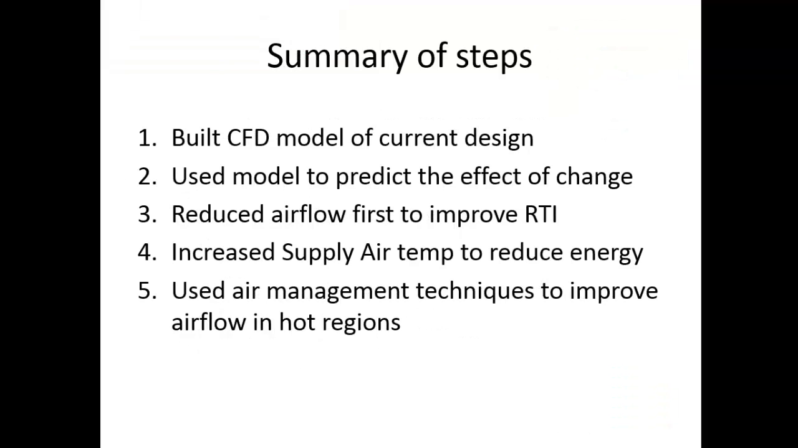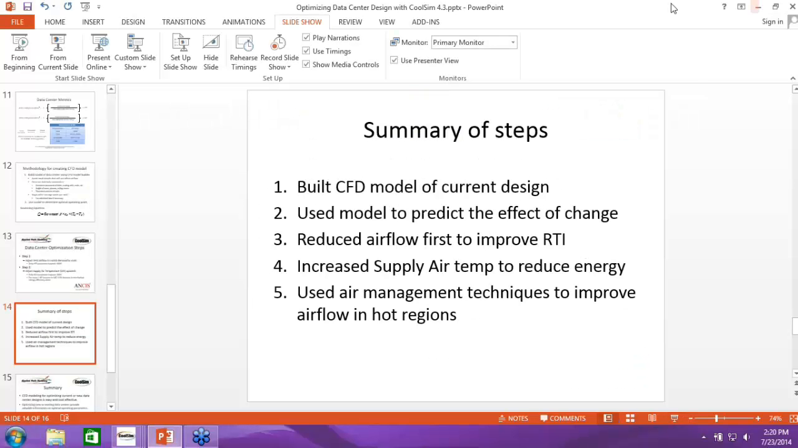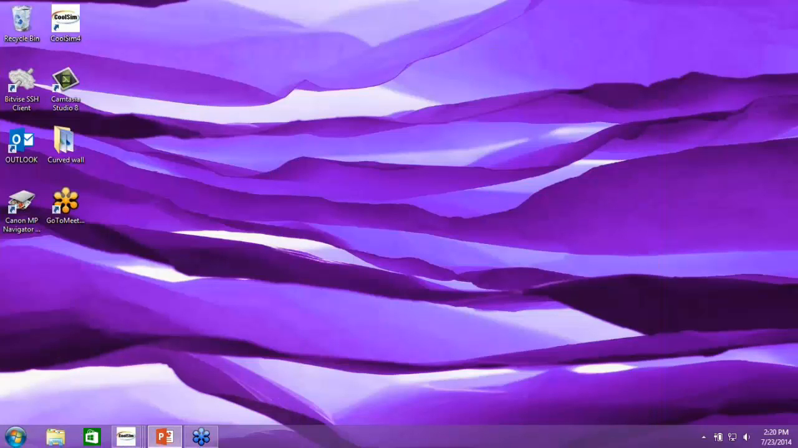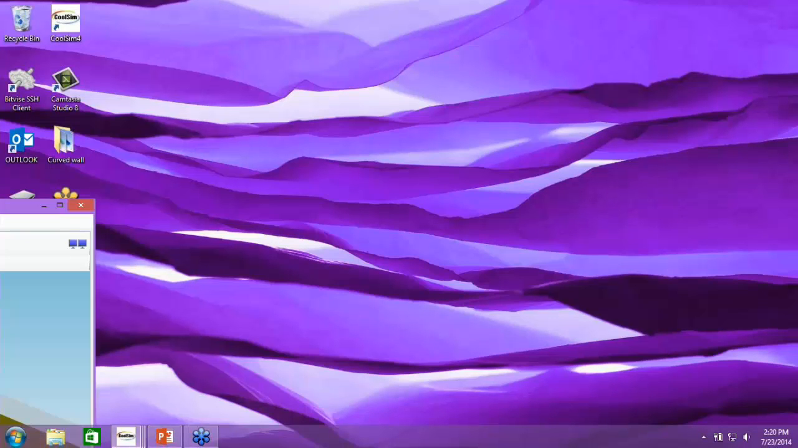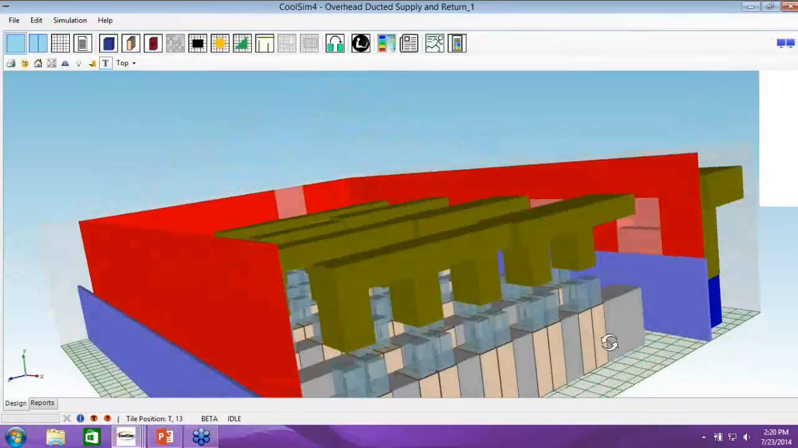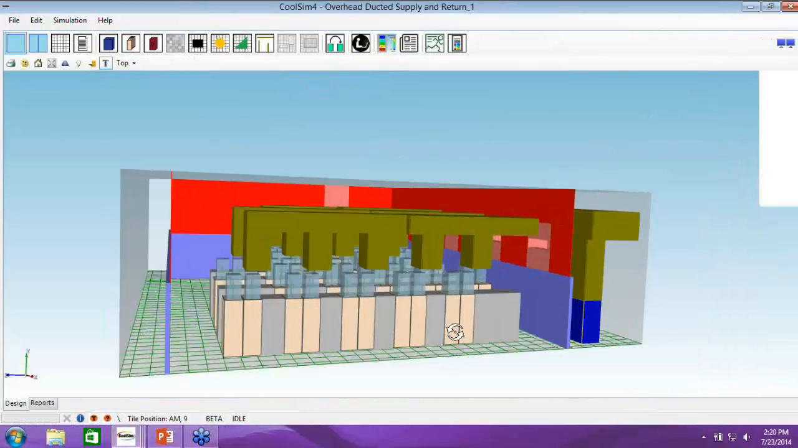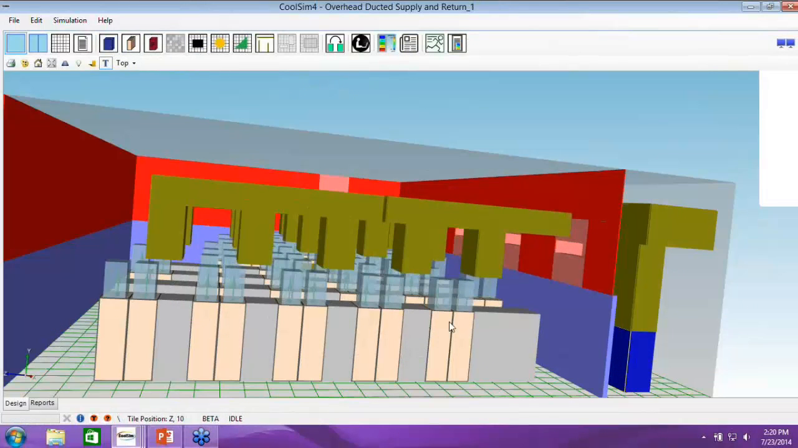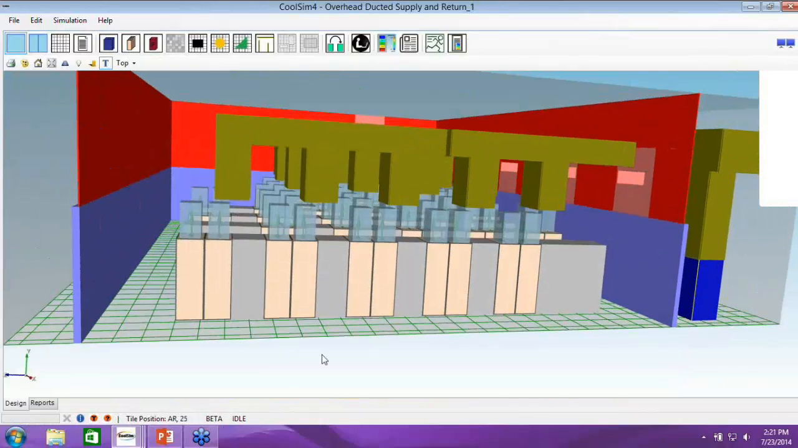So I've got a couple of models here. Again, we built the model. We're using the system to predict the effect of change, look at RTI, go for supply air temp, and then we use air management techniques to improve airflow in certain cases when we need to. I'm doing this a little bit differently this time. I have two monitors up, and I'm going to drag this CoolSim model in. This is a model that was provided to us by a company, CRB, out of Cambridge, Massachusetts, the user of CoolSim, Dana Etherington, who may be with us today in the audience.